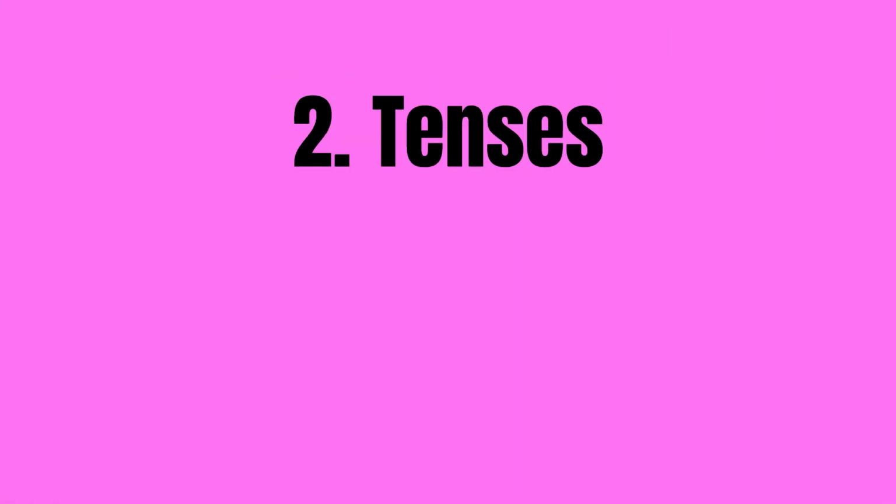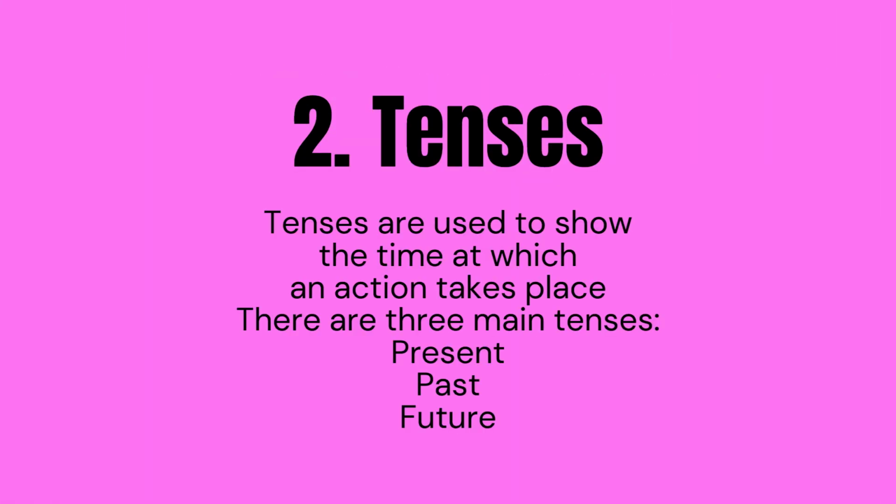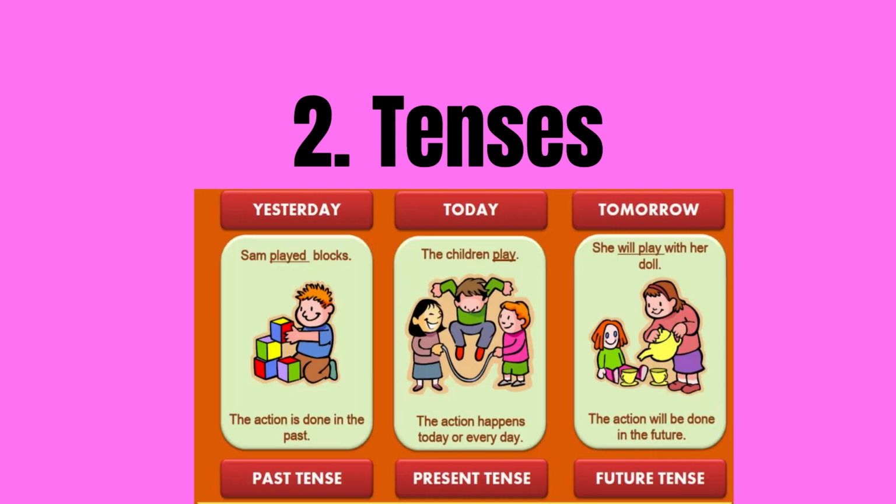Tenses. Tenses are used to show the time at which an action takes place. There are three main tenses: present, past, and future. It is important to use the correct tense to make your writing clear and understandable. For example, if you are writing about an event that took place in the past, you should use past tense. Using the wrong tense can create confusion and make your writing difficult to follow.